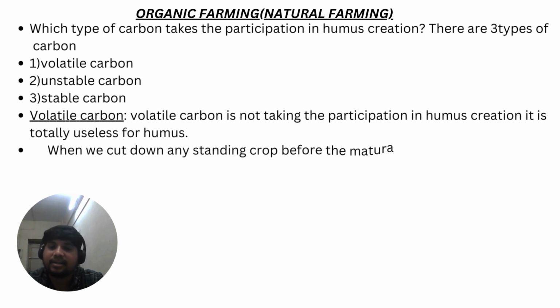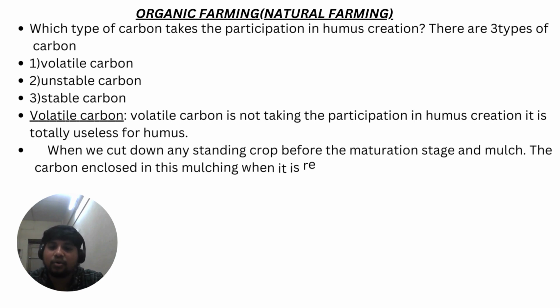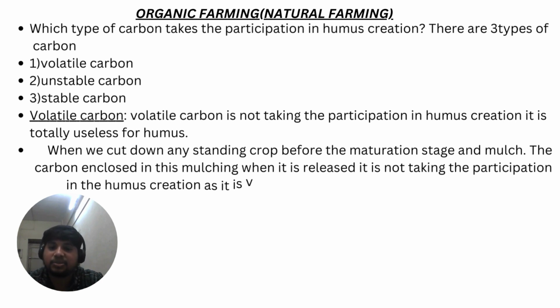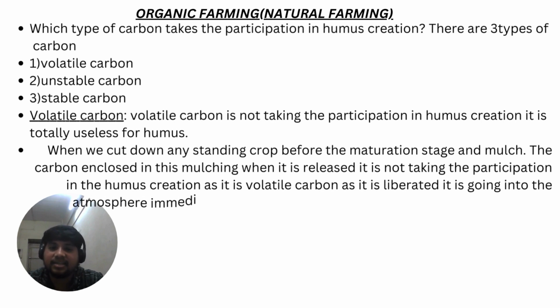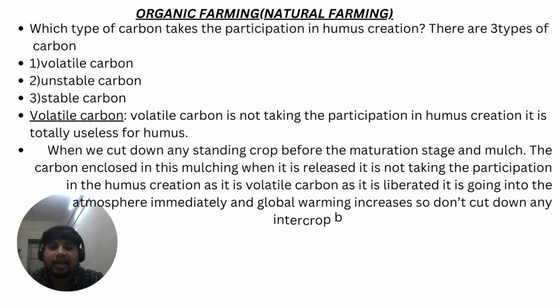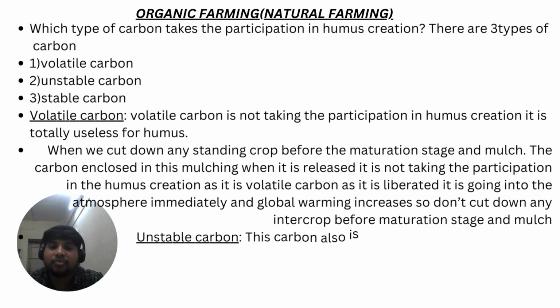When we cut down any standing crop before the maturation stage and mulch it, the carbon enclosed in this mulch, when released, does not take part in humus creation. As it is volatile carbon, it goes into the atmosphere immediately when liberated and global warming increases. So don't cut down any intercrop before the maturation stage and mulch it.